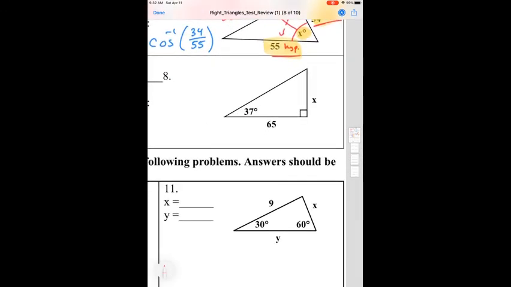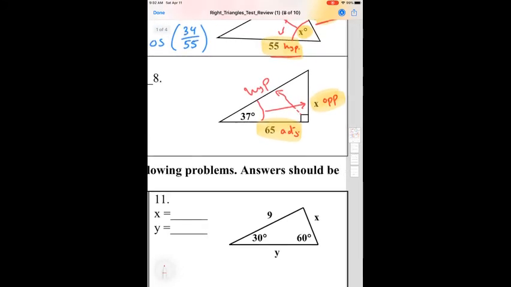Moving on. The last one of these type of problems, number 8. Once again, first thing is label your triangle. Here's my angle of reference. Across from it is the opposite side. Across 90 is my hypotenuse, and next to it is my adjacent. I want information for the opposite side, and I have information for the adjacent side. The trig function that has both opposite and adjacent in it is tan, so that's the trig function I'm going to use.